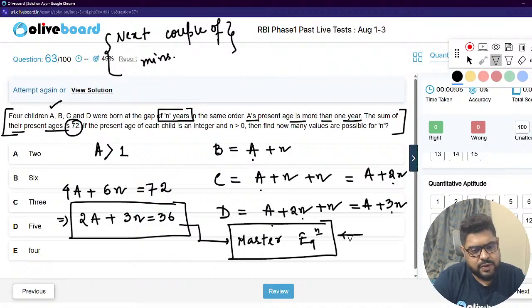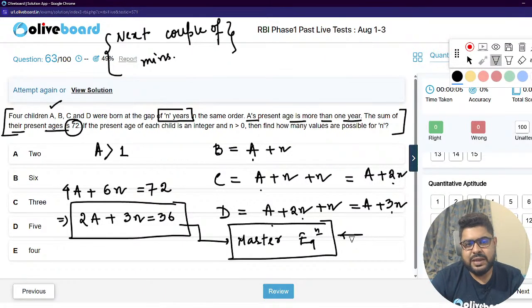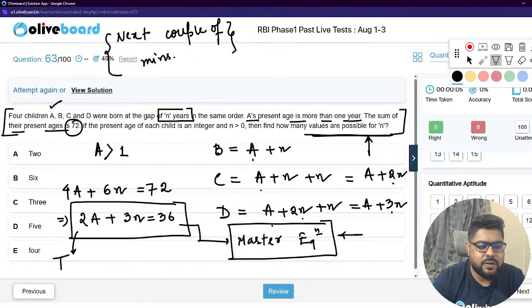From here only we will get all our values. All our values we will get from here. Now again, please listen to me very carefully. They are asking how many possible values. Whenever you get a question like this, first step is always to find the trivial value.